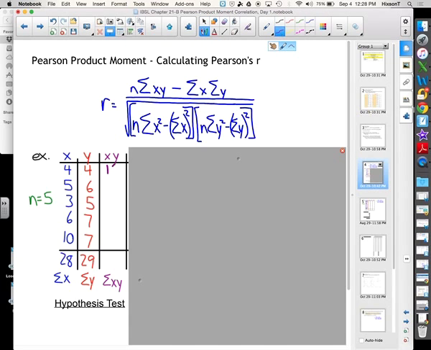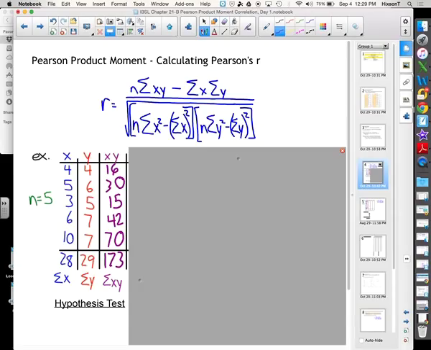4 times 4 is 16. We have 30. We have 15, 42, and 70. Okay? Now those individual numbers aren't going to matter so much because what we need is the sum. Alright? So we add all these up. Okay? So 61, 103, 173. Okay? Is everyone with me so far?